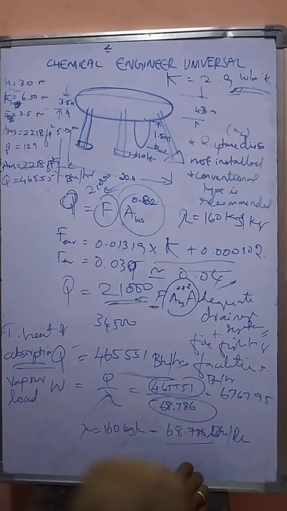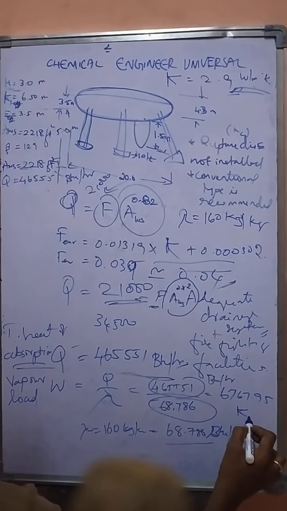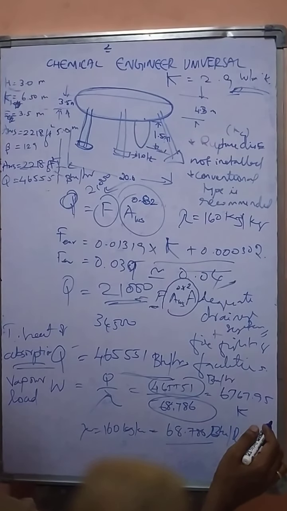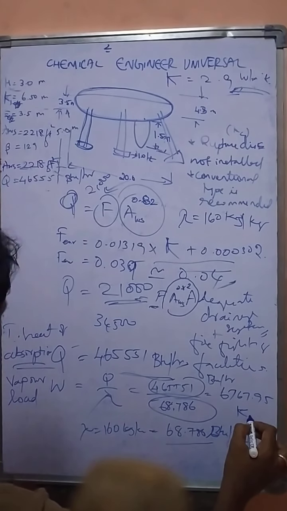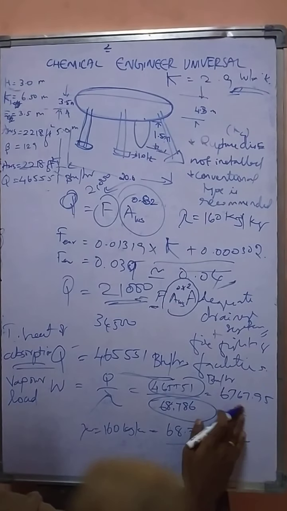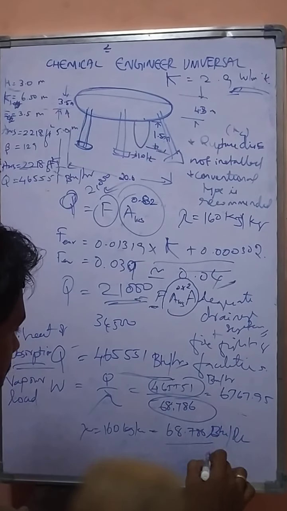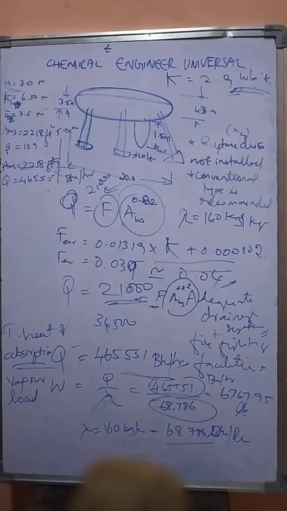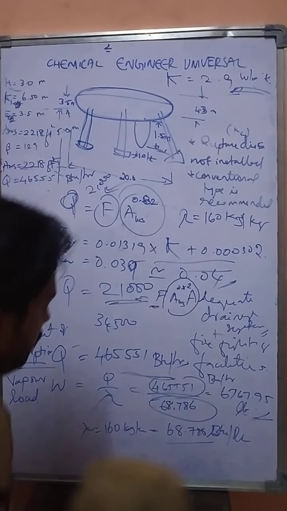If you change the units, all the calculation may go wrong. So we have to follow the units exactly. So the value will be around 67.6795. So BTU per hour, BTU can cancel. So we are having it in pounds. So we have the vapor load. We got 67.6795. So this is the value of the vapor load.